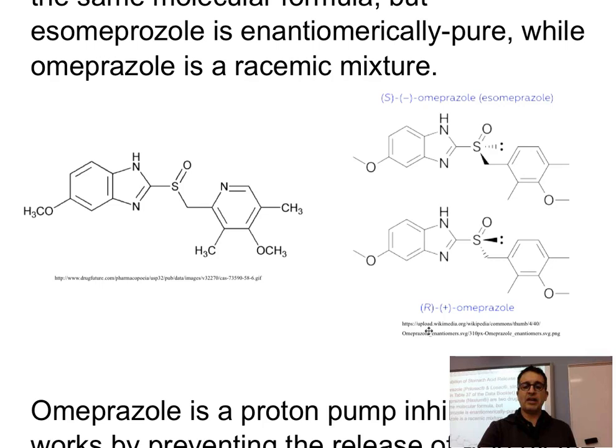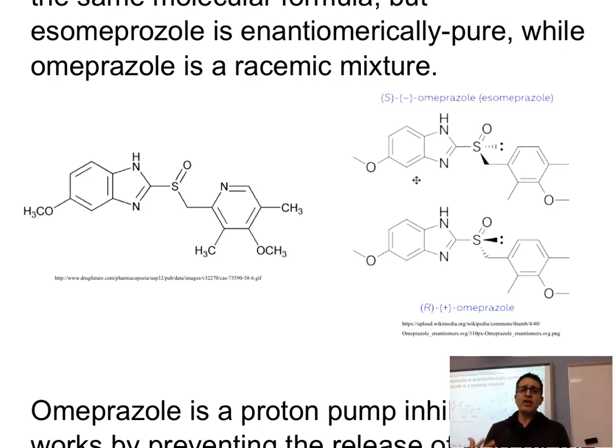Esomeprazole is one enantiomer, the S enantiomer right here at the top, while omeprazole, just by the name, is the racemic mixture. It has both hands of the compound. So it's not as pure, but in a way it still acts because both of them can act, and it makes it a little bit cheaper to make the racemic mixture rather than making the enantiomerically pure compound.